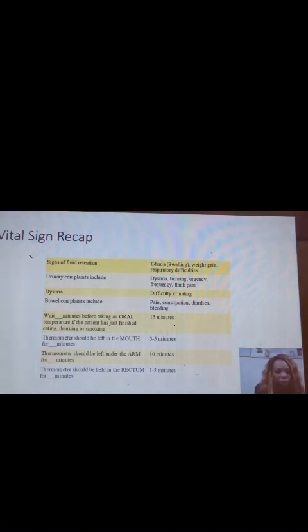Urinary complaints from a resident would include dysuria, and that is pain during urination. They can complain of burning, urgency, frequency, and they can also refer to flank pain or pain in their back. Remember, dysuria is difficulty breathing.